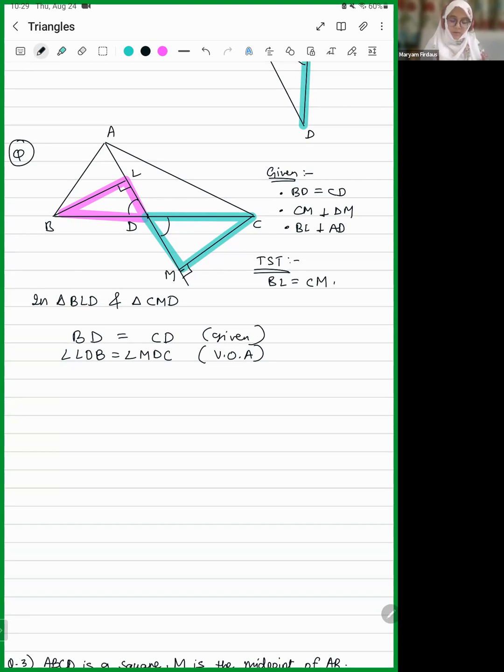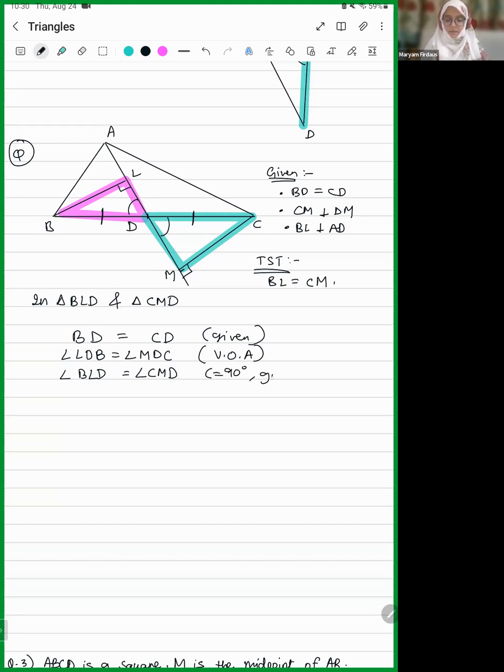Now, what else do we need? We have this. Both the angles are 90 degrees. So we have angle BLD is equal to 90 degrees, you can say BLM also, because that's again the same angle, but we are talking about this particular triangle itself. So we will say angle BLD is equal to angle CMD, reason being each is equal to 90 degrees, given.